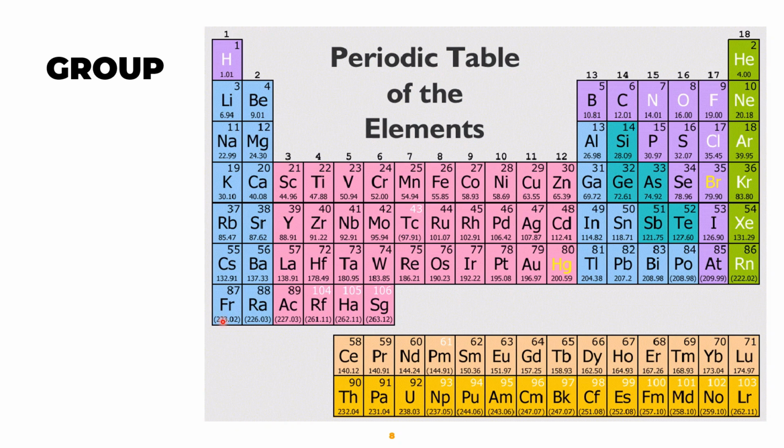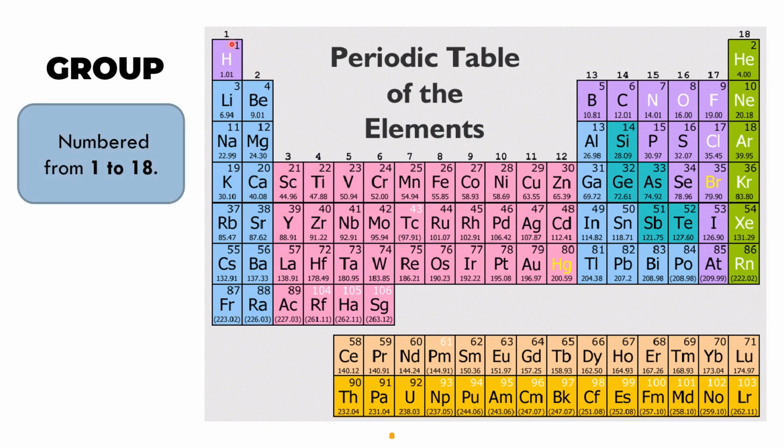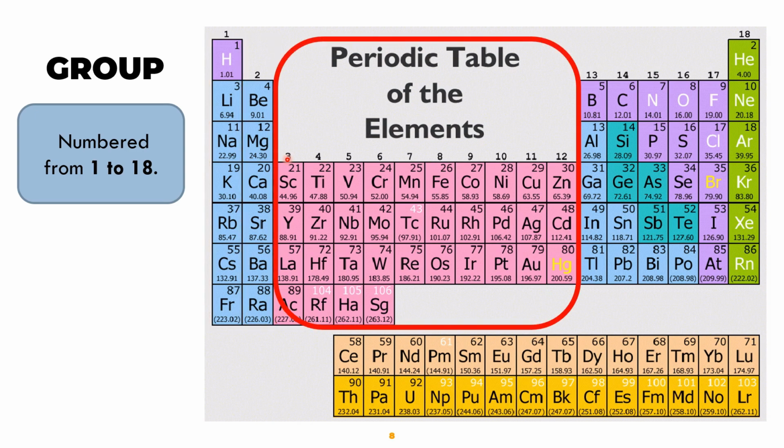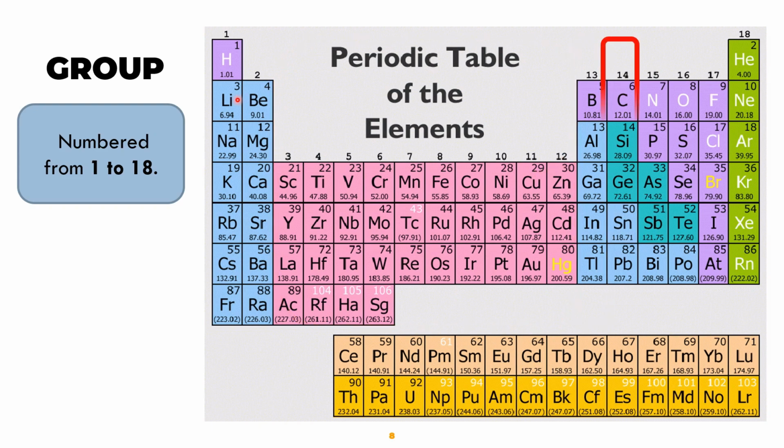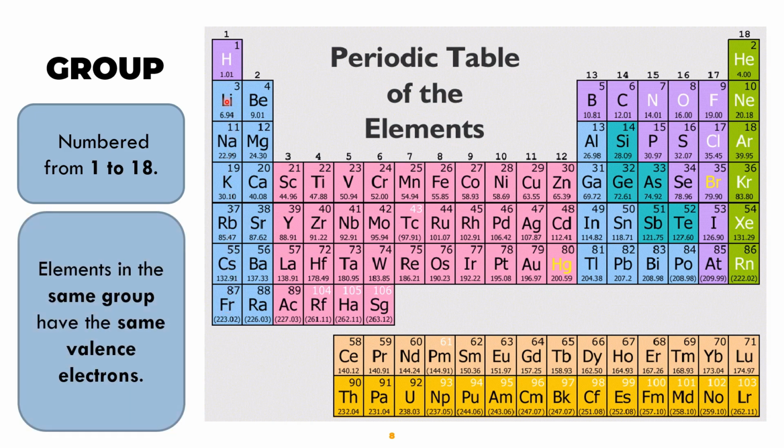The vertical column in the periodic table is referring to group. So we have group 1 until group 18 in the periodic table. This is group 1, group 2, the transition metals group starting from group 3 until group 12, then group 13, 14, 15, 16, 17, and 18. Basically, elements that lie in the same group will have the same number of valence electron. Elemen yang berada pada kumpulan yang sama akan mempunyai valence electron yang sama.